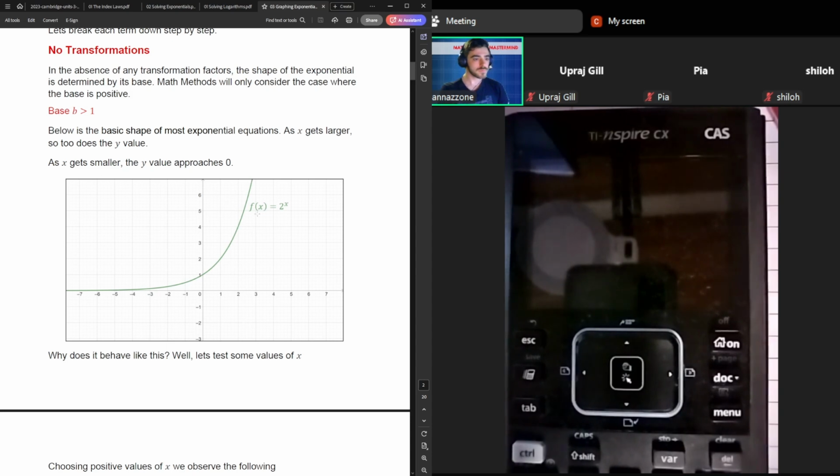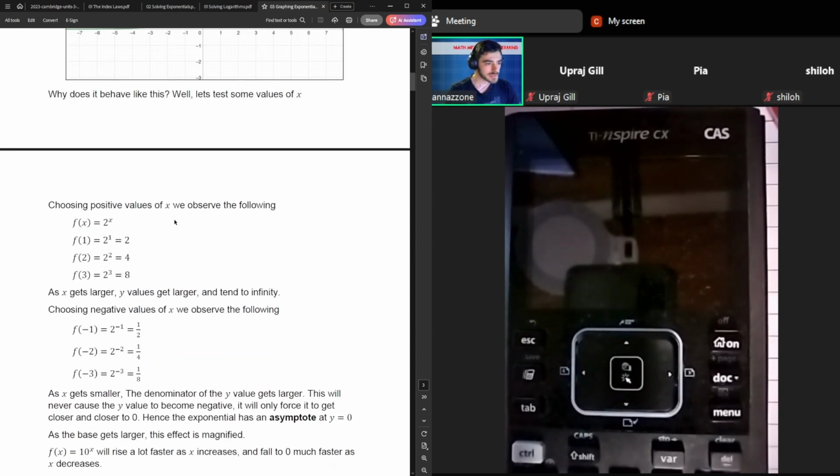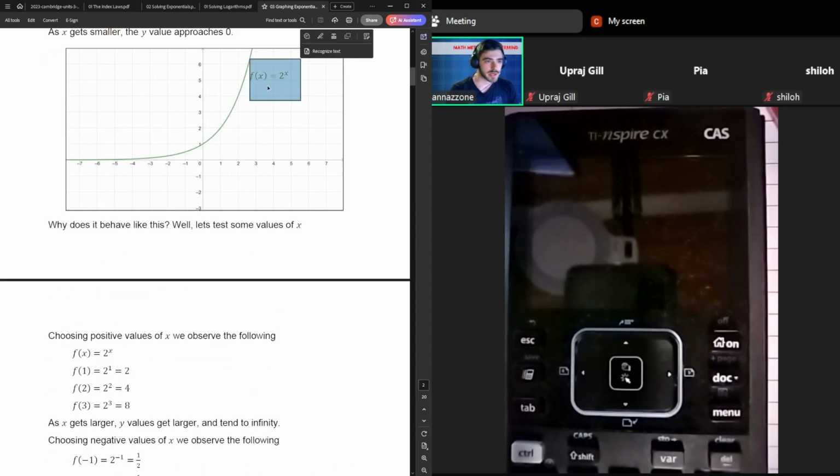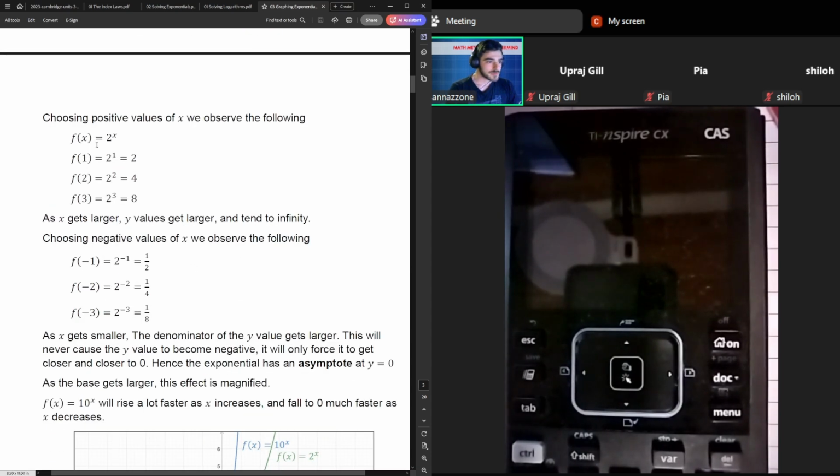The reason why it looks like this is because this is just the power 2 to the power of x. If you were to just test some possible x values, you would notice that as x gets larger, the power gets larger, and your y values are exponentially getting bigger. So they're doubling every single time you increment your power.